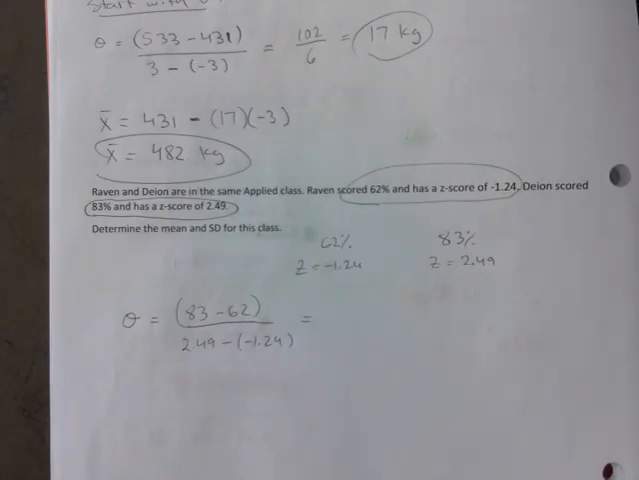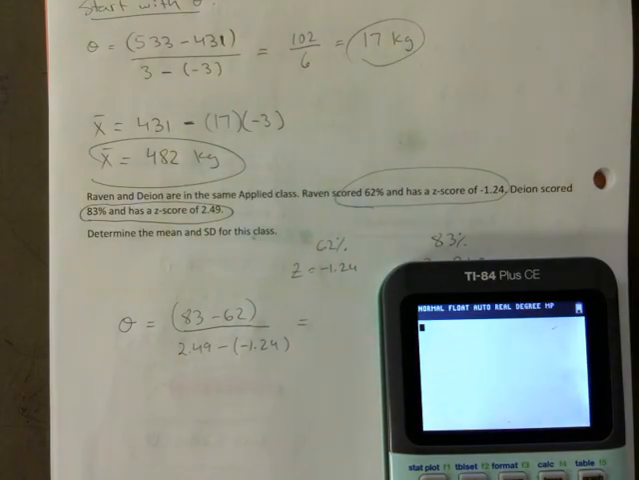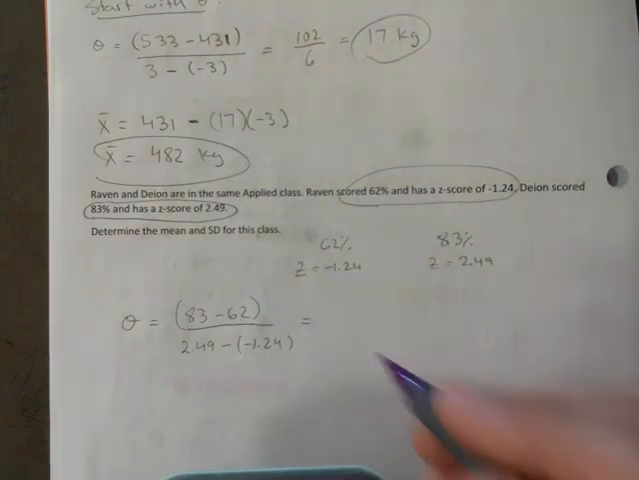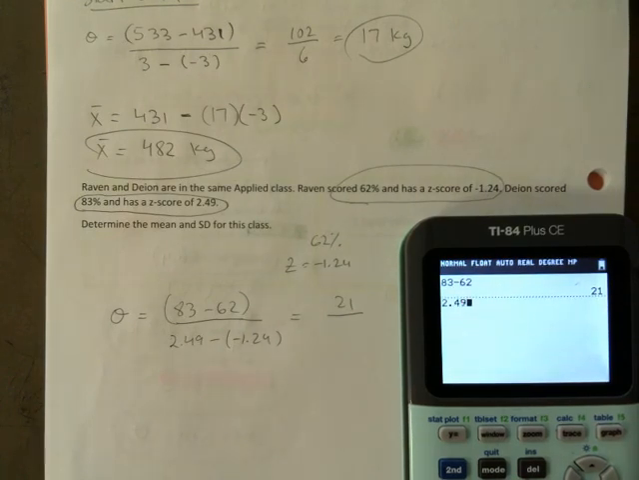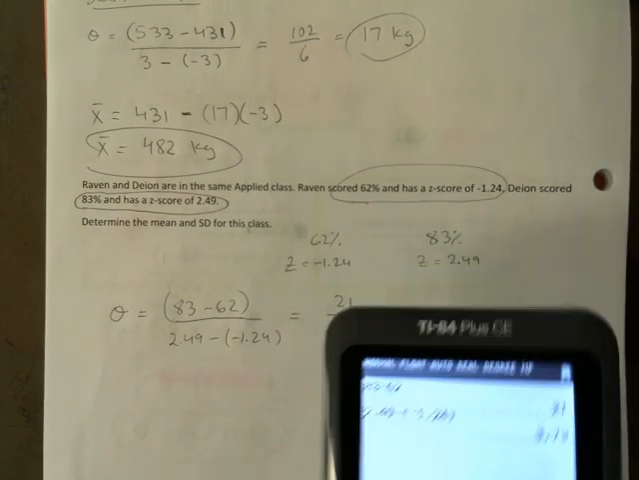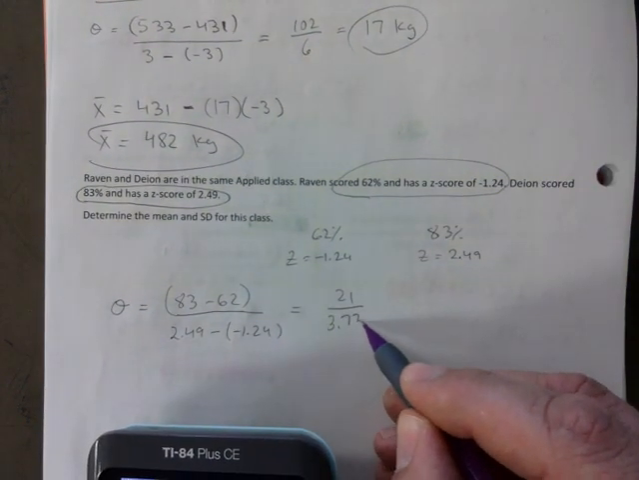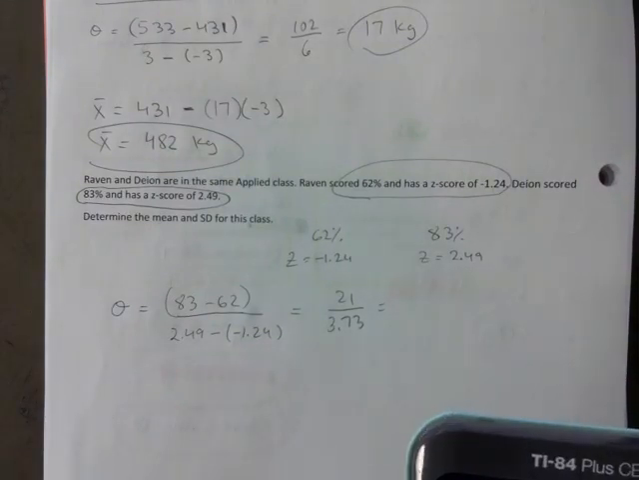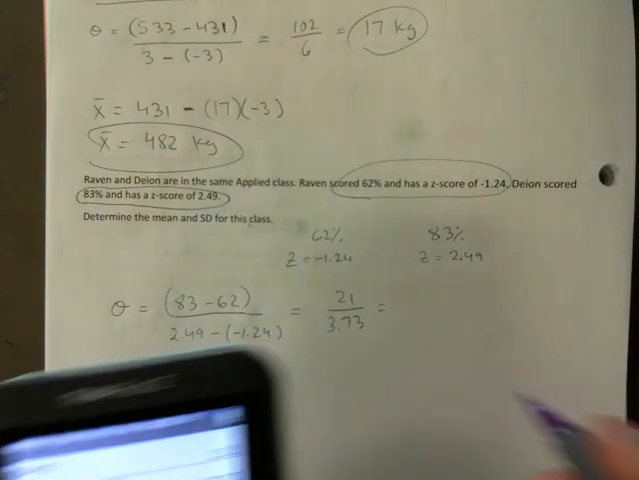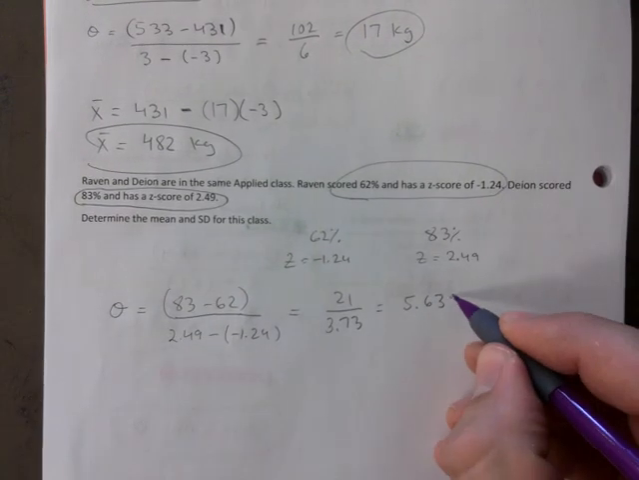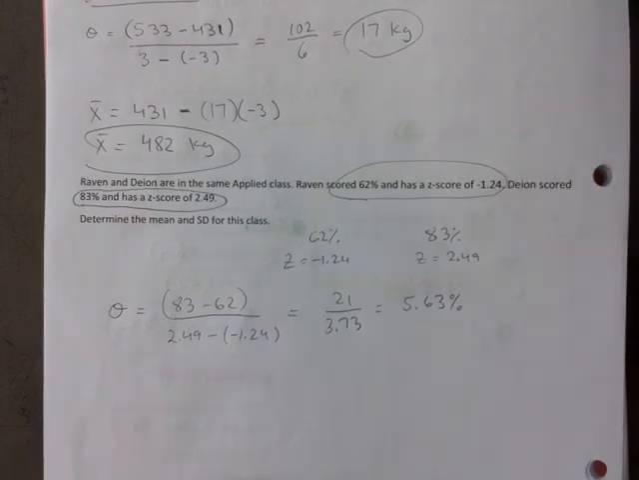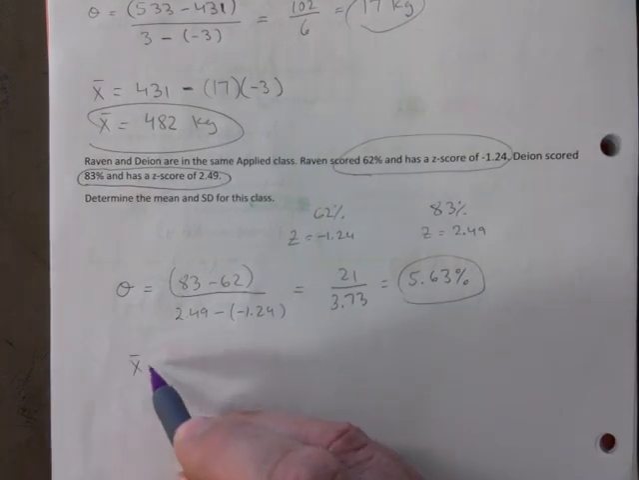Okay. And you just click this, clickety click. That's 21 over. You got to be careful with the signs here if you want to get this right. If you're careful with the signs and you put brackets in where they belong, you will be fine. So it's basically 21 divided by 3.73. That's 5.63. That's percentage because their scores are stated as a percentage. And now you can do the mean.